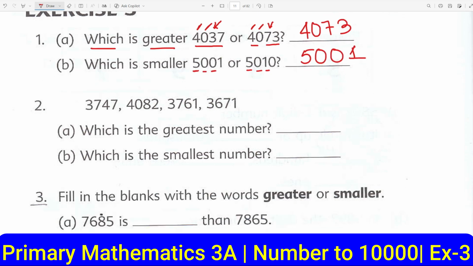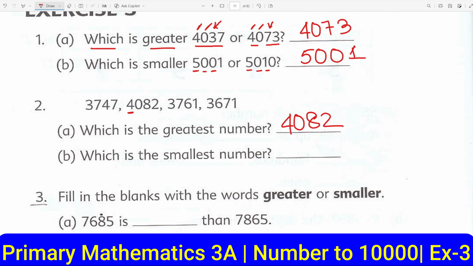Next one. Here are 4 numbers. Which is the greatest number? Obviously here only 4 is the highest leftmost digit. It's the thousands digit. So we can easily say 4082 is the greatest number.